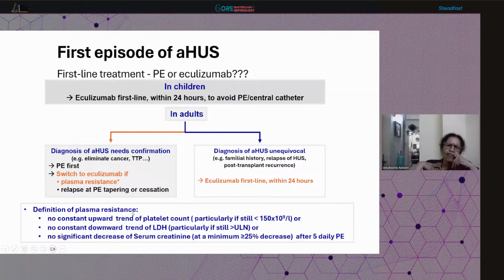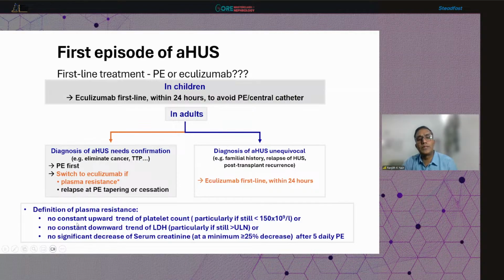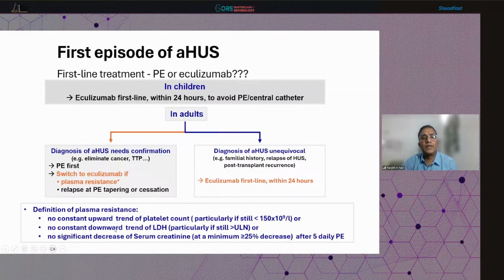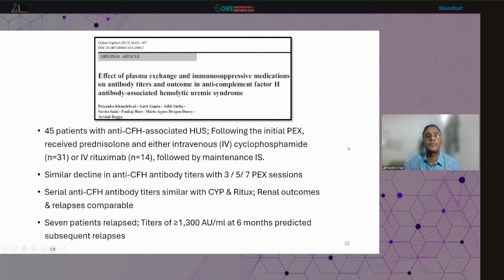What is the definition of plasma resistance? There is no constant upward trend of your platelet count; it continues to be below 150,000. A constant downward trend of LDH is also not obtained, or there is no decrease in serum creatinine despite 5 daily plasma exchanges. If your diagnosis of atypical HUS is unequivocal, there is a family history, it's a relapse, it's a post-transplant recurrence, within 24 hours, eculizumab should be your first line of therapy.